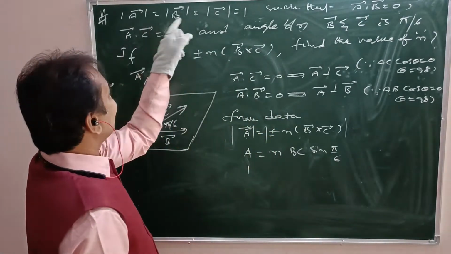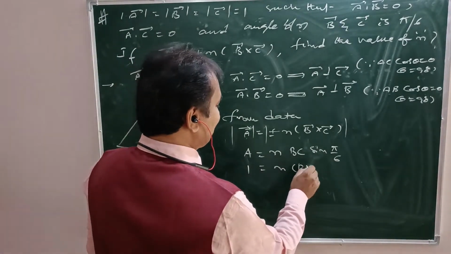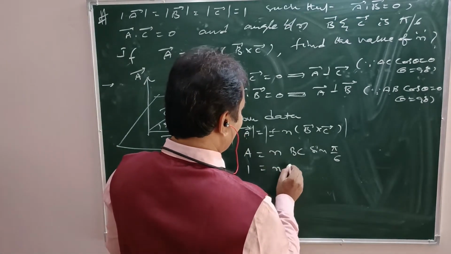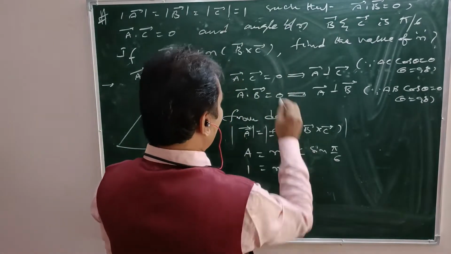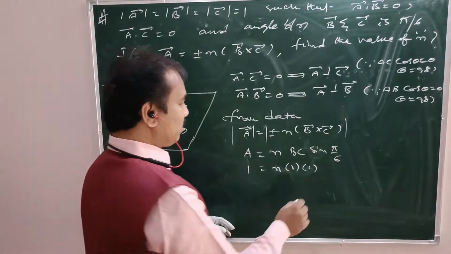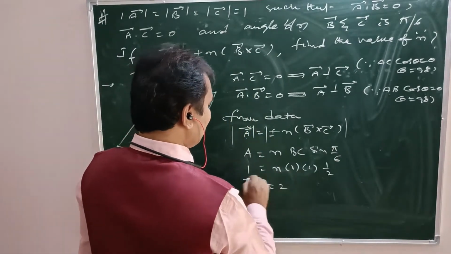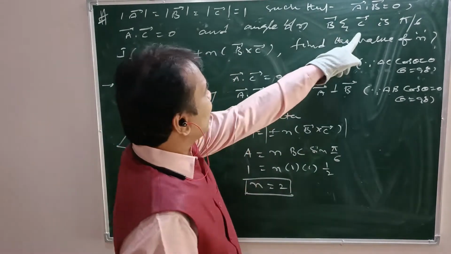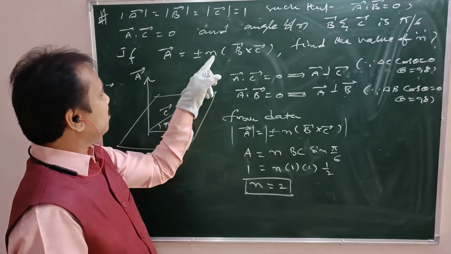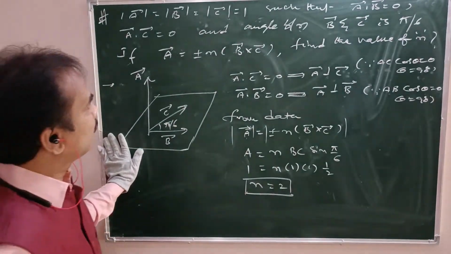Why? Because all the three are unit vectors. Equal to n into B also 1, C also 1, sin pi by 6, that is sin 30 degrees, 1 by 2. Now n equal to, so what is the value of integer n? That is n equal to 2. A bar equal plus or minus 2 into B cross C. Right? This is one sum.